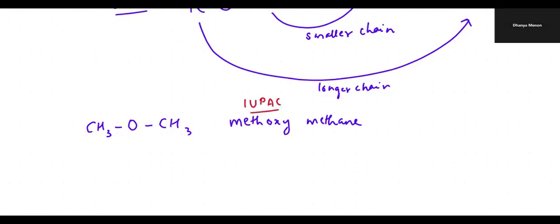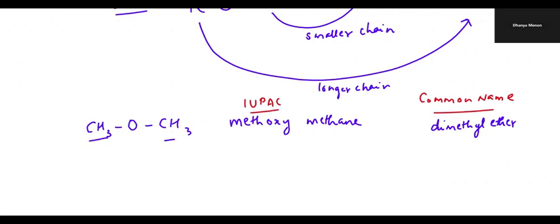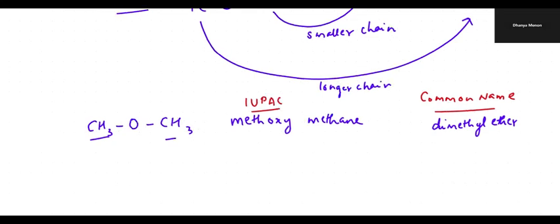And the common name that we use here is, you can see there are 2 methyl groups. So dimethyl ether. So this is the common name. Okay, I hope I'm clear here. So sometimes they use the common name. So that's why it is important to know some of the common names as well.